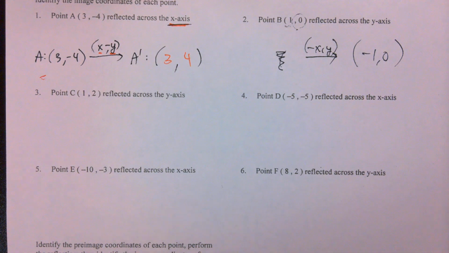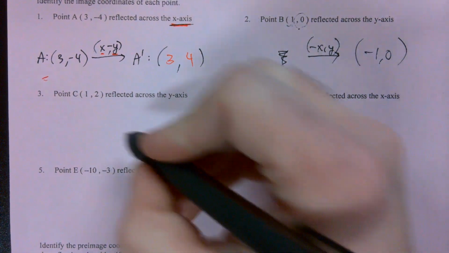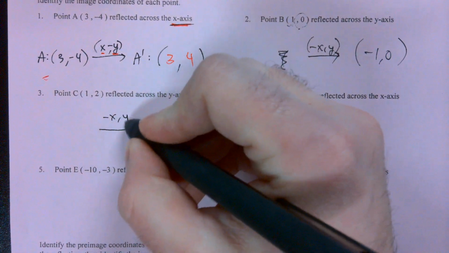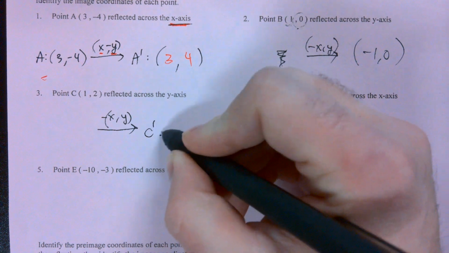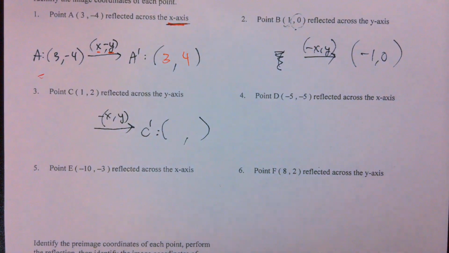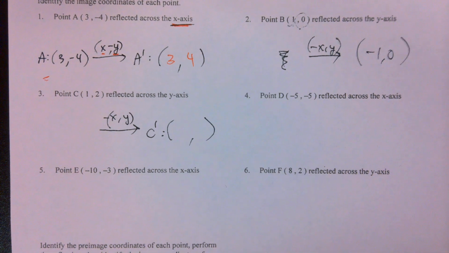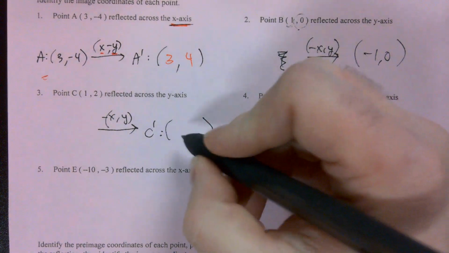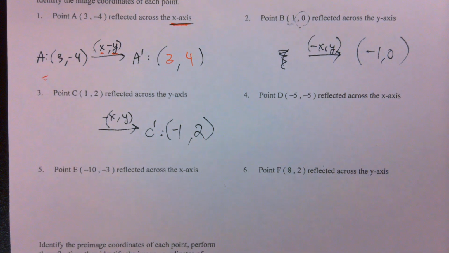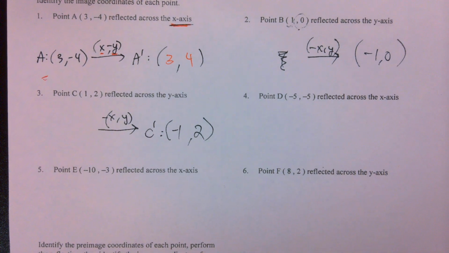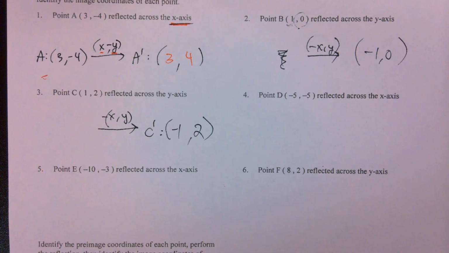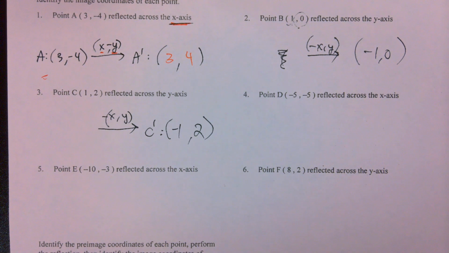Okay. Number 3, we're again reflecting across the y. I'm going to use negative x comma y. Who can help me out? What would my C prime coordinate here be? Devin, go ahead. Negative 1 comma 2. Not too bad, right? All we're doing is changing one single sign.